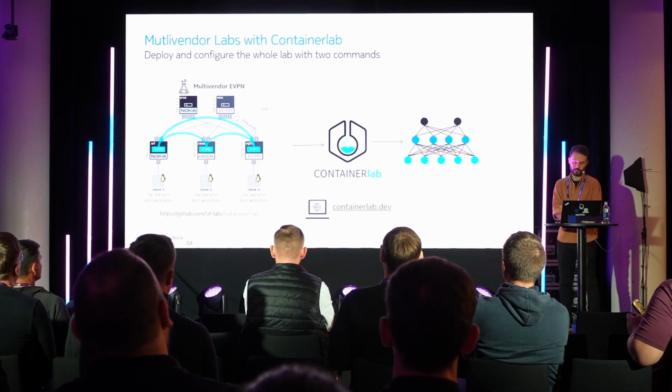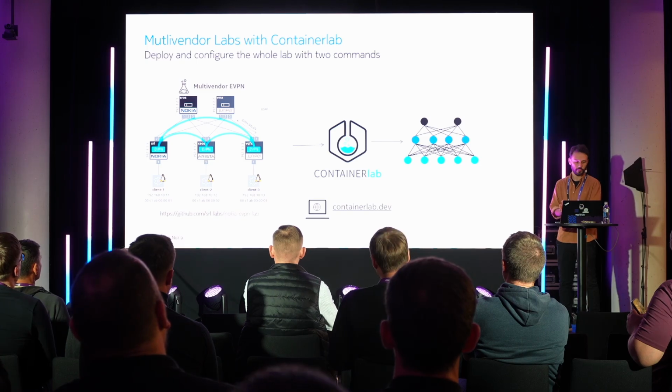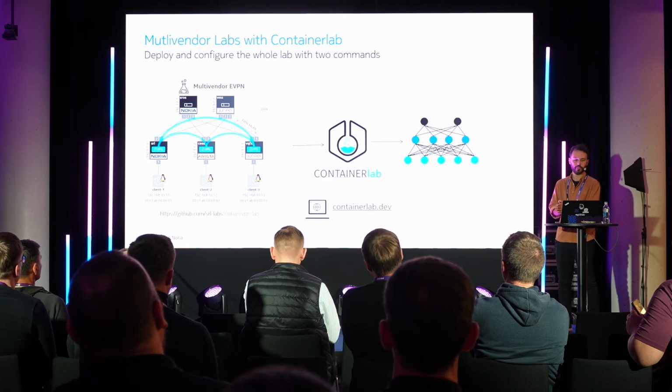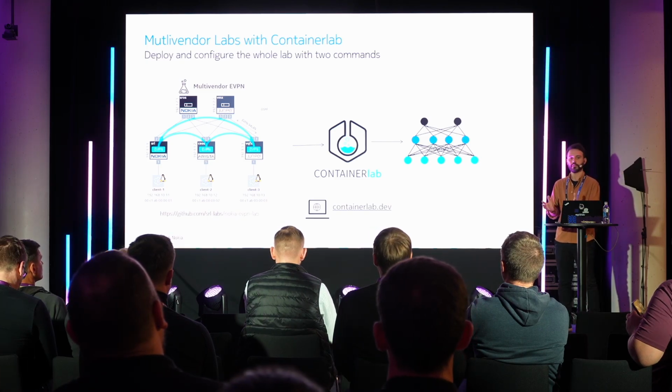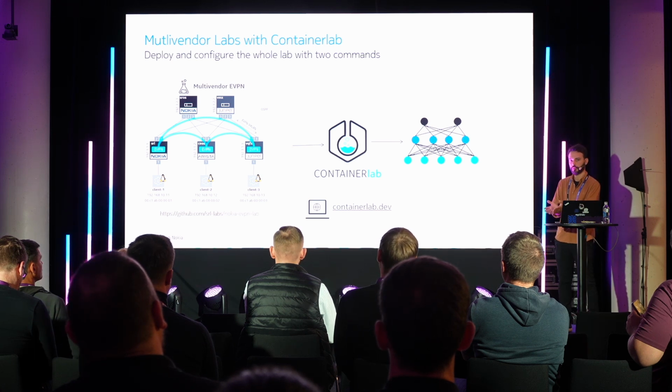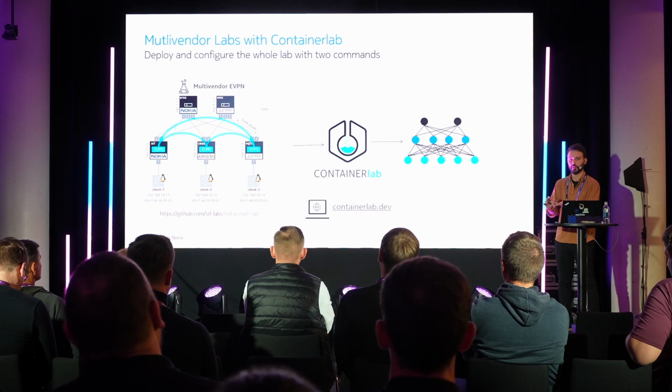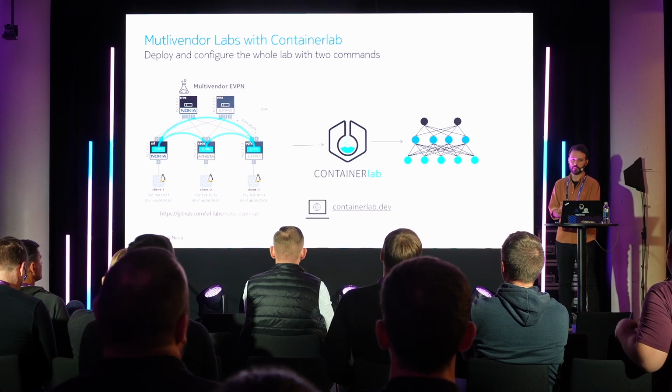Here's one example: the multi-vendor EVPN. If you would like to test Nokia, Arista, Juniper boxes of different kinds in the same EVPN domain, all pre-configured, you can basically do git pull, containerlab deploy, with two commands. Lab is ready to play.